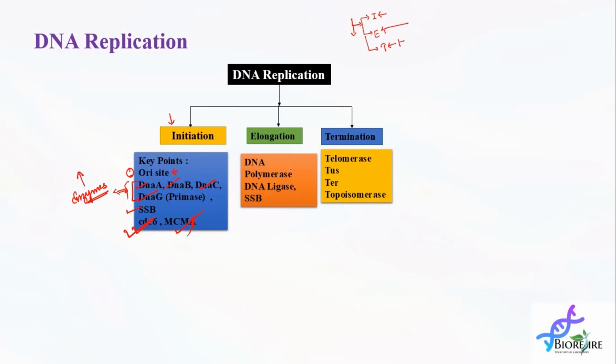Then in DNA elongation, we require DNA polymerase, DNA ligase, and SSB, the single-strand binding proteins. In the termination step, we require the telomerase enzyme in eukaryotes, Tus and Ter proteins in prokaryotes, and topoisomerase to remove the positive and negative coiling. These are the most important components during the DNA replication process. Now we discuss each and every point in detail.